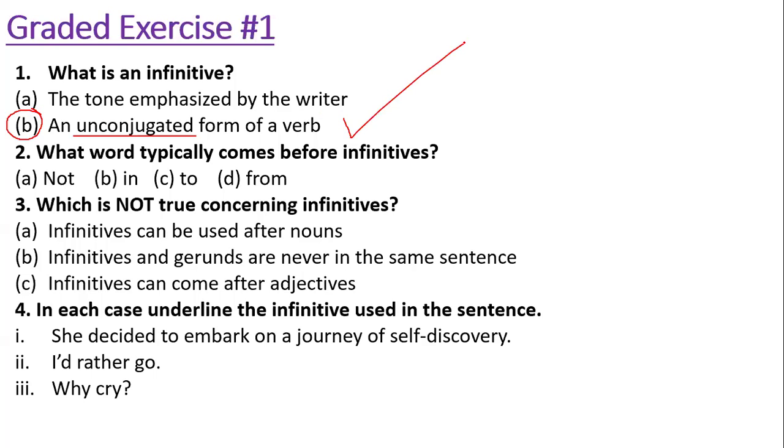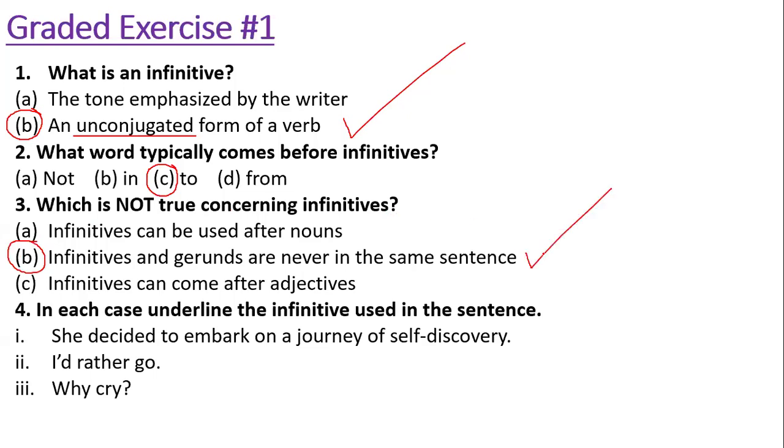Very good. What word typically comes before infinitives? To. Very good. To typically comes before infinitives. Which is not true concerning infinitives? B. Infinitives and to run are never in the same sentence. Very good. It's B, because they could be in the same sentence, right? Yes, they could be in the same sentence.